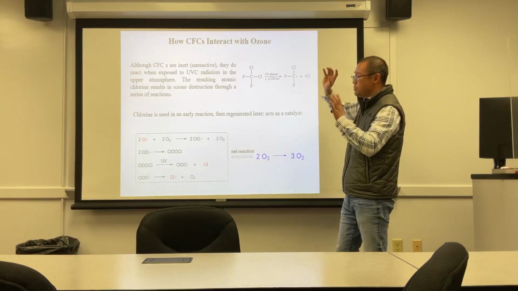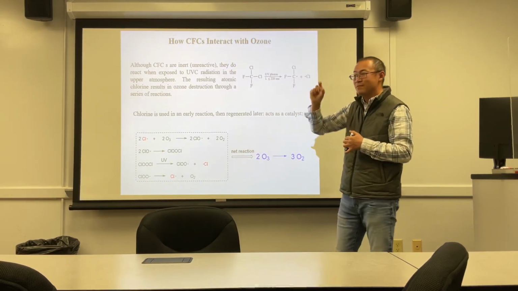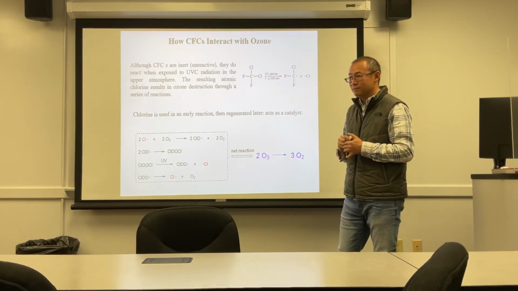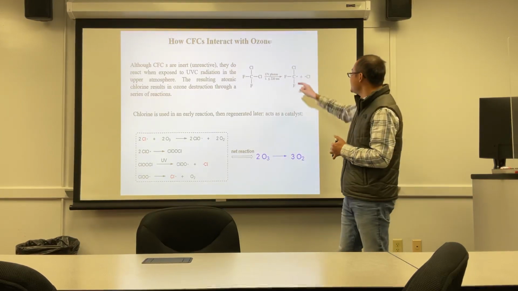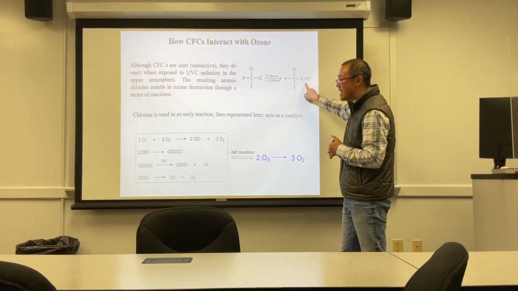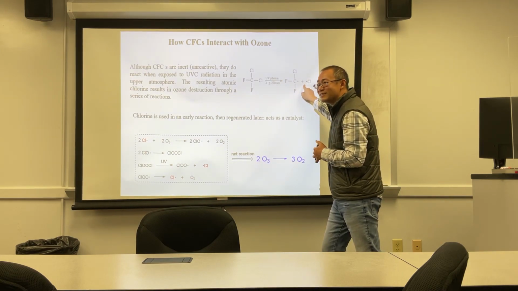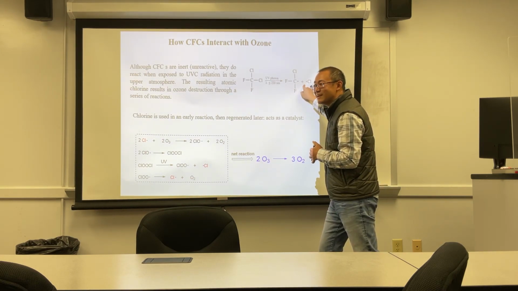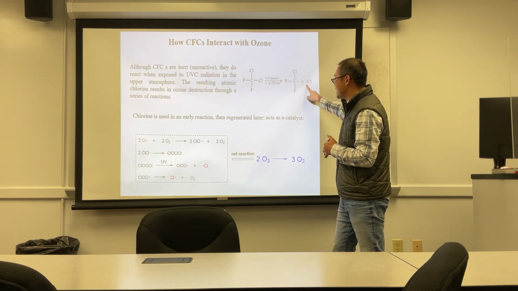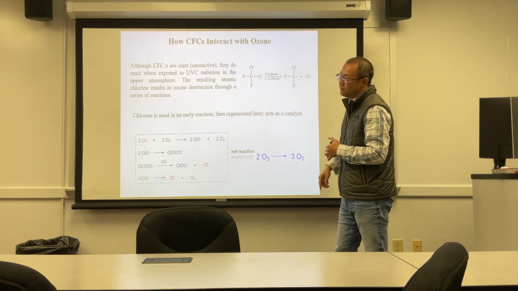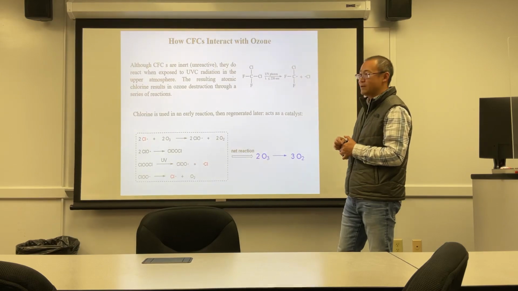The carbon species is big, so it doesn't cause much problem. But the chlorine atom is small. And because it has a single unpaired electron, we call this a free radical. A very tiny free radical.